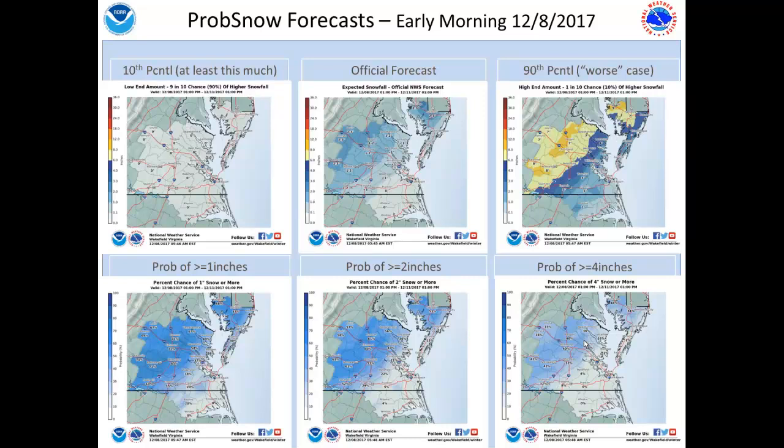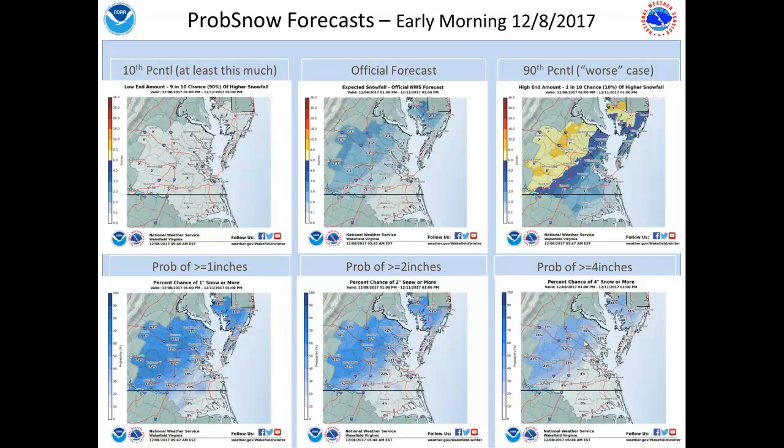Looking at the probabilistic snowfall from the Friday morning before the snowfall began, you see here in the upper left-hand corner the 10th percentile, which basically means at least this much. So it tells you 0 inches of snow. That means some models suggest there may actually be no snow and the event could be all rain. The official forecast there is in the middle, forecasting anywhere from 1 to 2 inches, maybe upwards of 2 to 3, which you get maybe on the northwest side of Richmond.